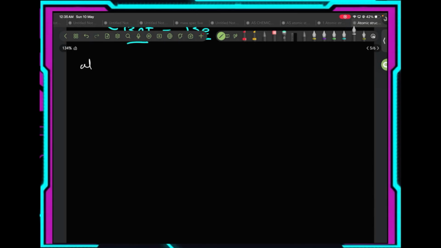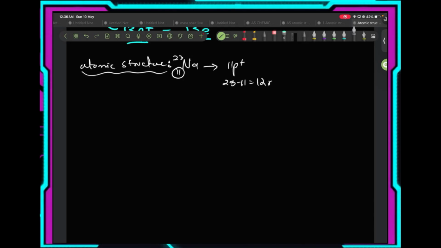Let's make the atomic structure, O-level atomic structure, for example, sodium. So sodium had 11 and 23. How many subatomic particles does sodium have? It has 11 protons. We figured that out from the proton number. It also has how many neutrons? 23 minus 11, that would be 12. It has 12 neutrons. It has 11 protons.